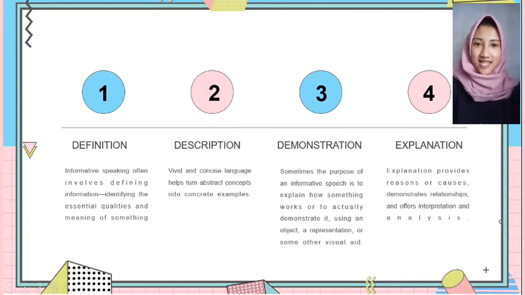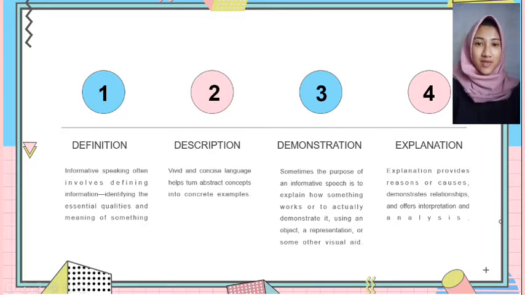The second is a descriptive speech. Descriptive speech helps the speaker create an accurate mental picture in the mind of the audience regarding a specific person, place, or thing. The third is demonstration. Demonstration speech is to explain how something works or to actually demonstrate it using an object, a representation, or some other visual aid. Demonstrative speech describes how to perform an action.